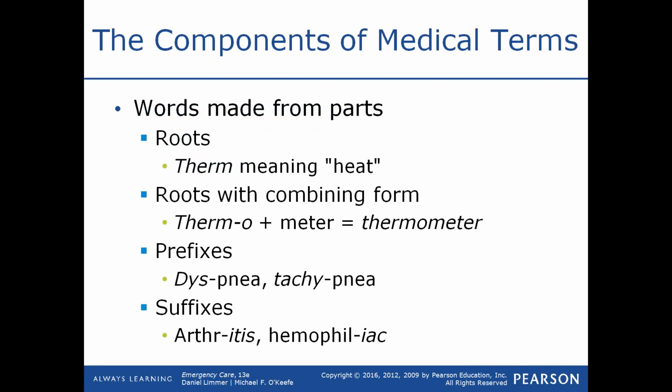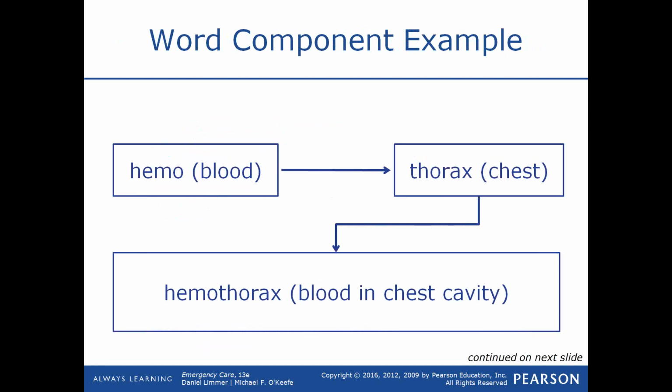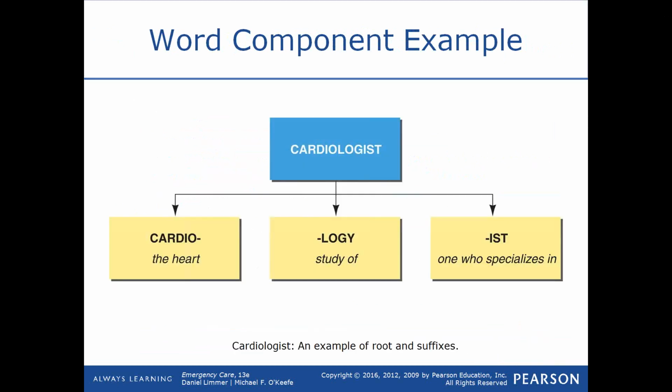Arthra actually is the word. Arthra refers to your joints, and itis is an inflammation. So any word that ends in itis refers to an inflammation. Arthritis would be an inflammation of the joints. Tachycardia, here's another word component example for you. Tachy refers to fast, cardia refers to heart, so tachycardia would be a fast heart rate. Hemo refers to blood, thorax refers to chest, so a hemothorax would be blood inside the chest.